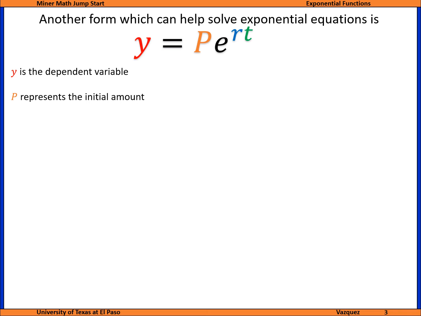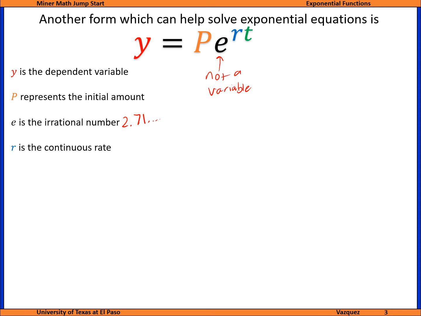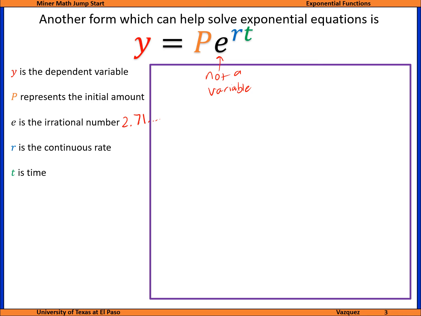e, if you remember from last lesson, is not a variable. Just like pi, e is an irrational number. It's equal to something like 2.71828, and it keeps going on forever. r is what we call the continuous rate, and t is for time. And again, let's go ahead and look at an example. I'm going to erase things here just so they don't get in our way.